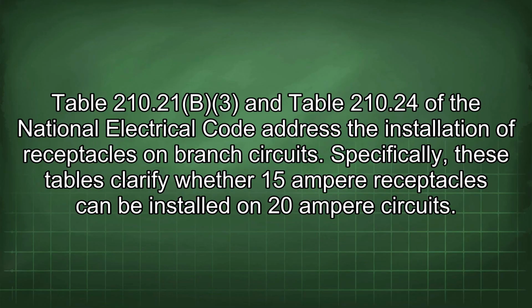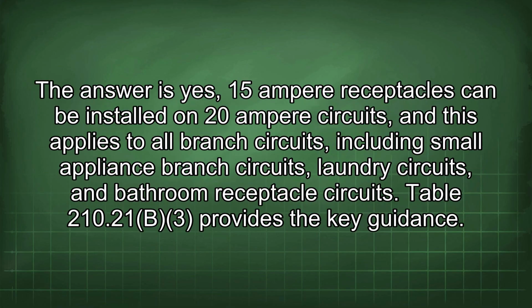Section 210.21(B)(3) and Table 210.24 of the National Electrical Code address the installation of receptacles on branch circuits. Specifically, these tables clarify whether 15-ampere receptacles can be installed on 20-ampere circuits. The answer is yes, 15-ampere receptacles can be installed on 20-ampere circuits, and this applies to all branch circuits, including small appliance branch circuits, laundry circuits, and bathroom receptacle circuits.